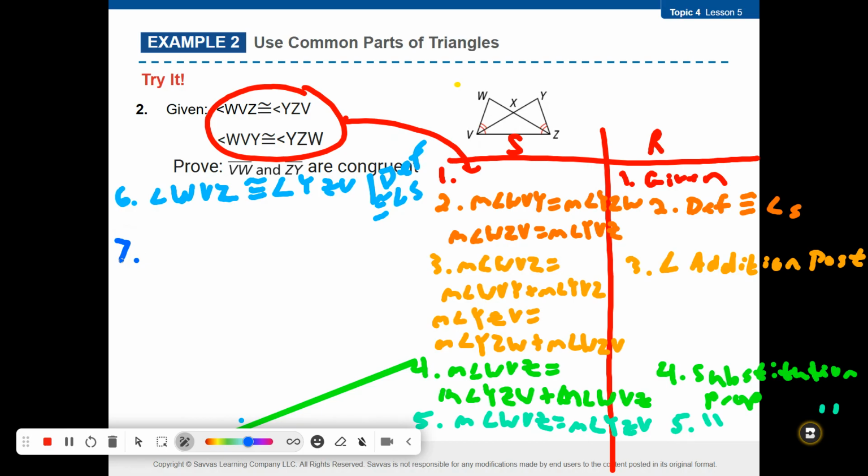Part 7, now we just did this. We just said, hey, this little piece right here is congruent to that little piece right there. And that actually helps. Now our next part is going to be that VZ is congruent to itself by what? Reflexive. So then VZ is congruent to VZ, and that's going to be reflexive property.